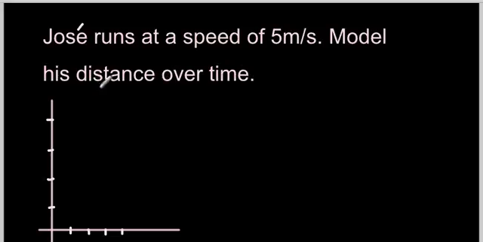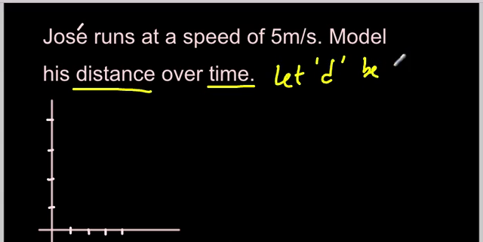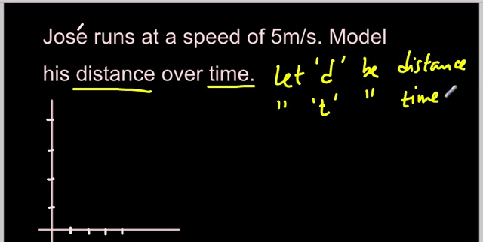We really have two variables here, distance and time. The first thing I'm going to do is say let d be distance, and let t be time. When defining distance, I should define it in a certain unit, so for distance I'm going to say meters, M. And for time, seconds, which fits neatly since Jose is running at a speed of 5 meters per second.